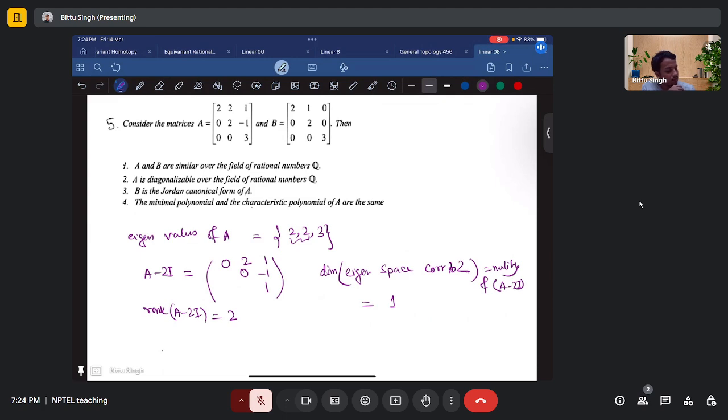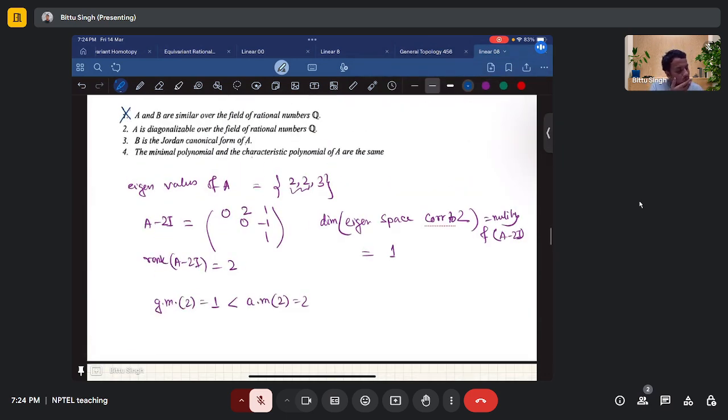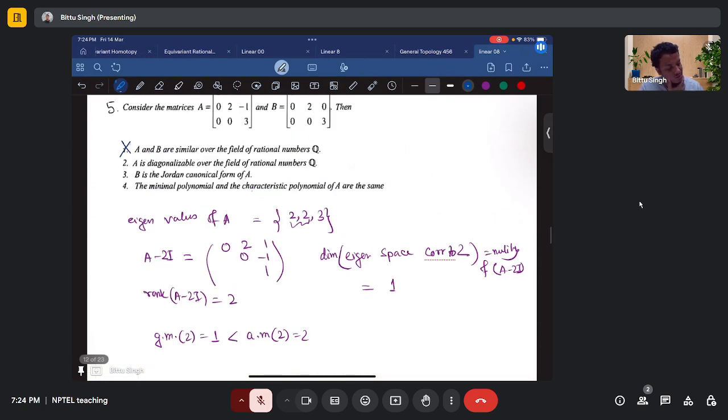So from here it is clear that the geometric multiplicity of 2 is 1, because of the dimension of this eigenspace. So this is strictly less than the algebraic multiplicity of 2, which is 2. It appears twice, right? So geometric multiplicity less than algebraic multiplicity means it cannot be diagonalizable. So option 2 is wrong.